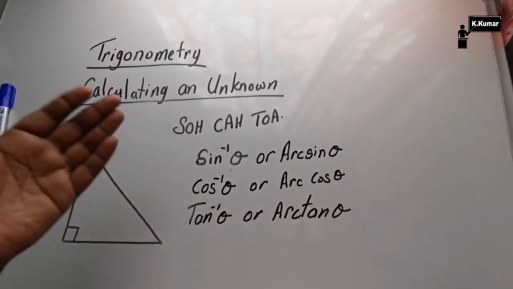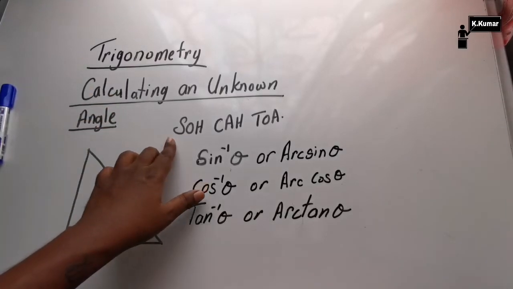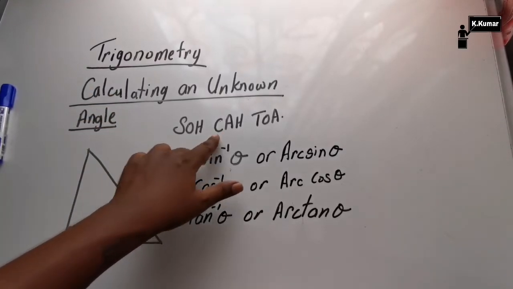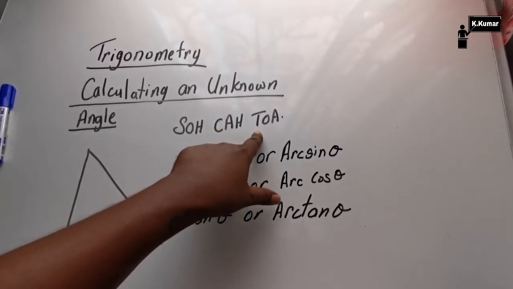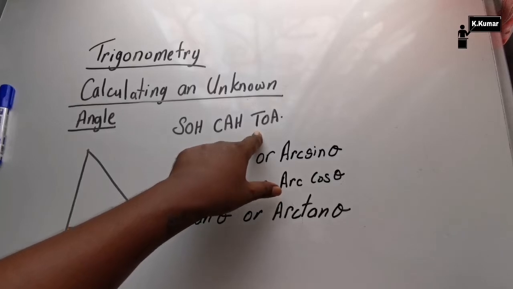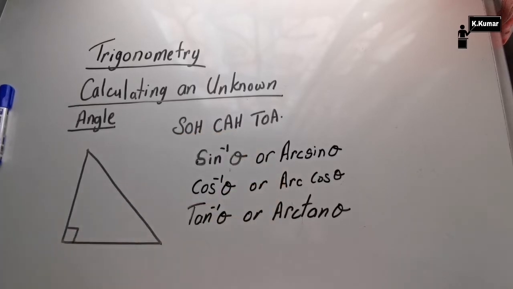And a recap of the formula: SOH, sine is equal to opposite over hypotenuse, CAH, cosine is equal to adjacent over hypotenuse, and TOA, tan is equal to opposite over adjacent.